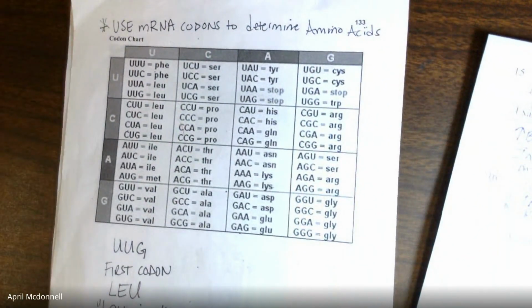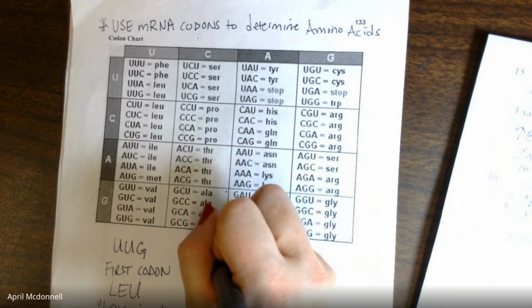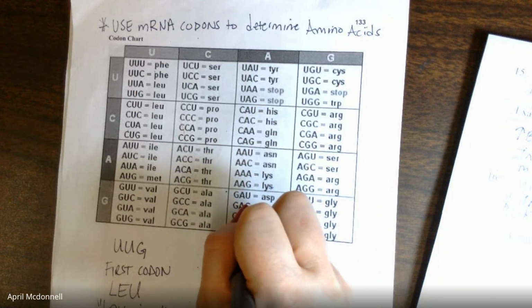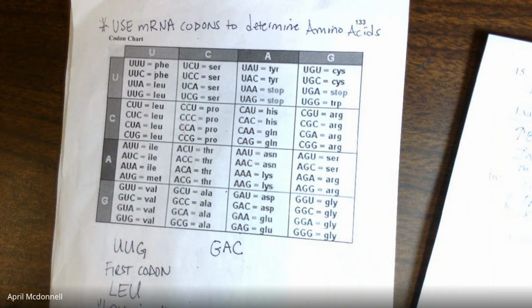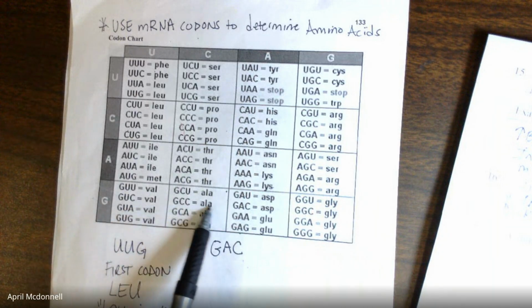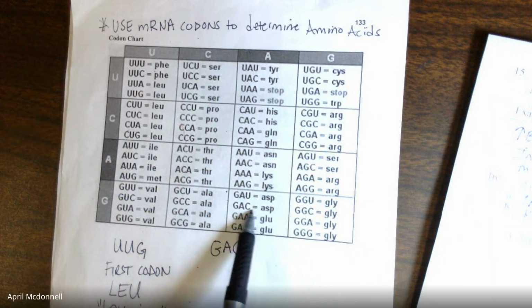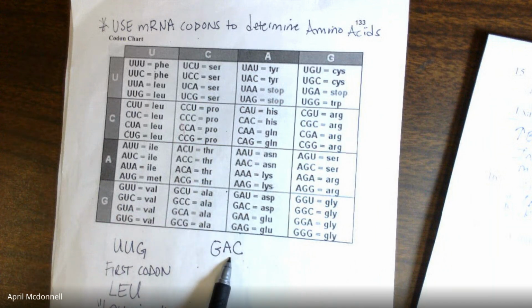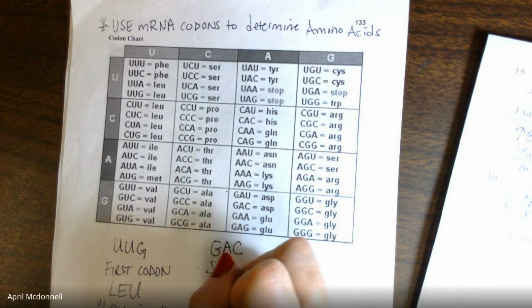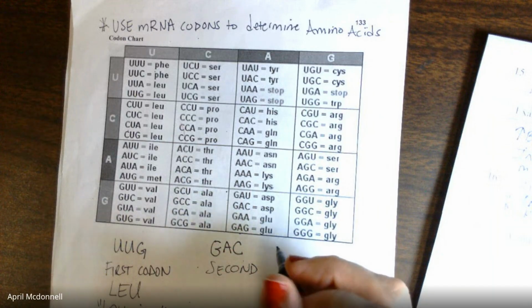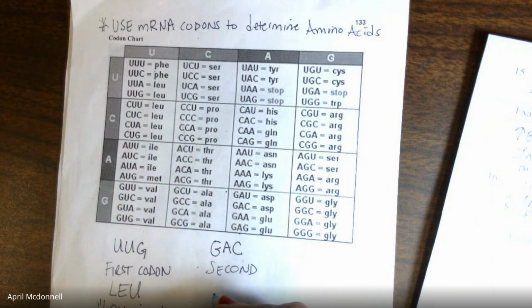I'm going to try to find GAC. So our next one is GAC, and that was from my previous page of notes. It looks like we have G's here and our A's are here. So GAC. Okay, here it is right here. That codon, here's our second codon, looks like it codes for something called ASP.